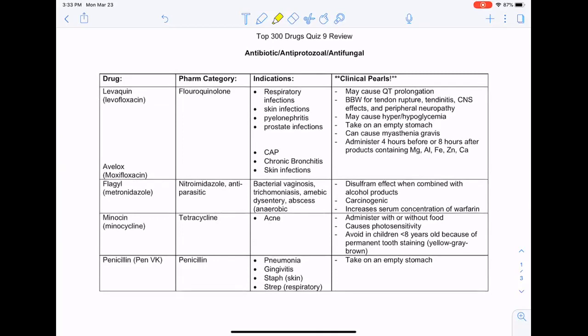So this is used for community-acquired pneumonia, which I have abbreviated with CAP. You guys will see that a lot as you're going forward in pharmacy school. There's community-acquired pneumonia, hospital-acquired pneumonia, and ventilator-acquired pneumonia. So you use different antibiotics for those 3 different types of pneumonia. So for this medication, moxifloxacin, it's used for community-acquired pneumonia, chronic bronchitis, and also skin infections.